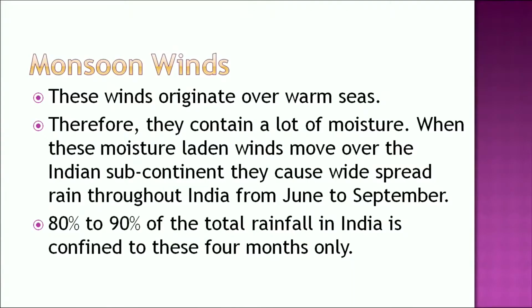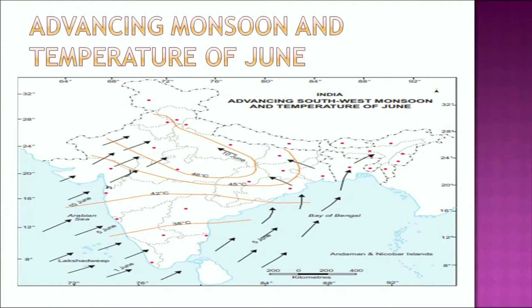These winds originate over warm seas, therefore they contain a lot of moisture. When these moisture-laden winds move over the Indian subcontinent, they cause widespread rain throughout India from June to September. 80 to 90% of the total rainfall in India is confined to these 4 months only. This map shows the advancing monsoon and temperature of June.